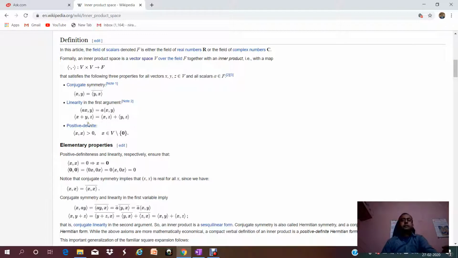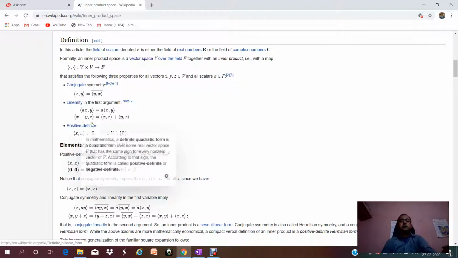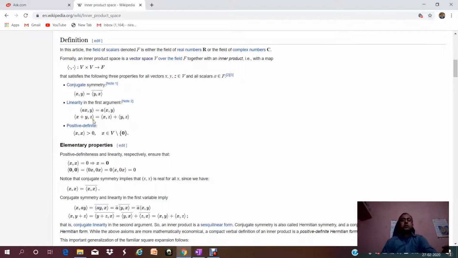Very important. And this linearity also applies to the addition of two vectors: taking the inner product of x plus y with the vector z, we get two different inner products, <x,z> and <y,z>, with the order followed. That means x is kept in the first position, and y is kept in the first position.